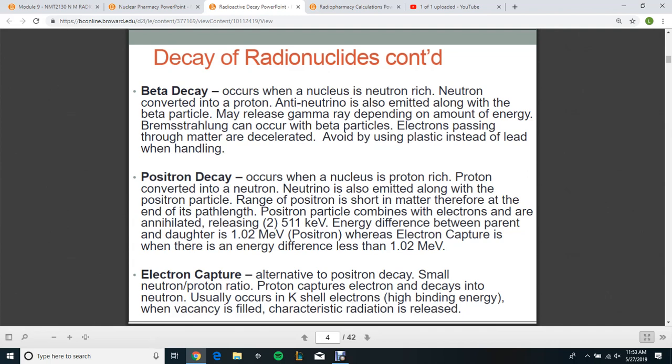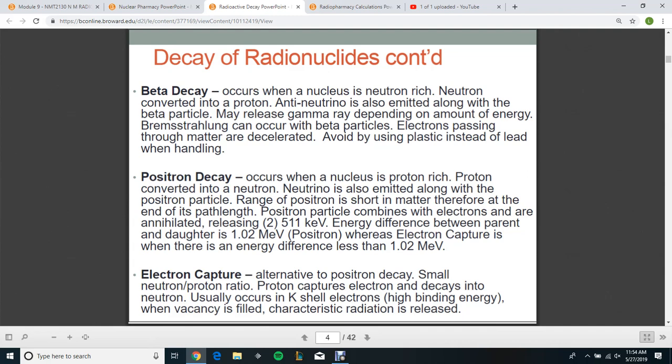Positron decay occurs when a nucleus is proton-rich, and a proton is converted into a neutron. A neutrino is also emitted along with the positron particle. The range of a positron is short in matter, therefore it interacts at the end of the path length. The positron particle combines with electrons and is annihilated, releasing two 511 keV photons. Positron decay requires an energy difference between parent and daughter of 1.02 MeV, whereas electron capture is when the energy difference is less than 1.02 MeV.